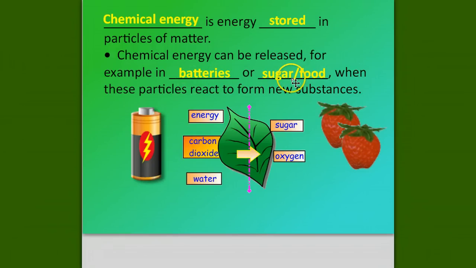But it's also in sugar and food. Chemical energy can be released, for example, in a battery or in sugar or food. So I say sugar, you say chemical. Sugar, sugar. I say food, you say chemical. Food, food. I say chemical, you say food. Food, chemical, chemical, food, battery, chemical. All of these have to do with each other. Chemical energy is in a battery and it's in sugar and food.